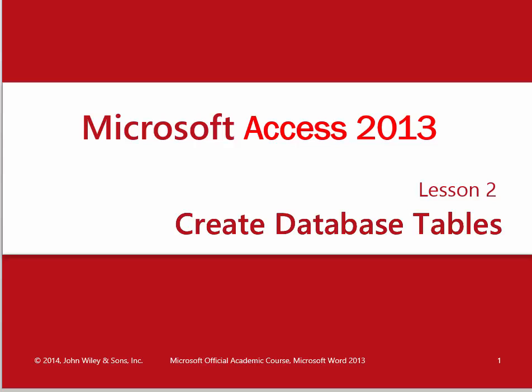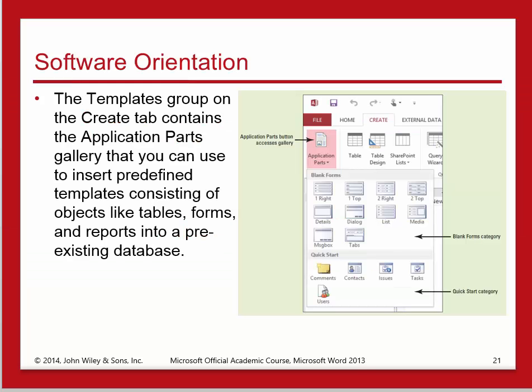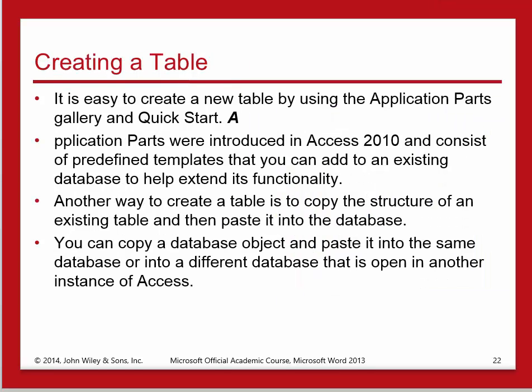In this lesson, we'll be learning about how to create database tables in Microsoft Access 2013. On your Create tab in Access, you will find the Templates group, and in this group is the Application Parts Gallery. And in that gallery, you will find predefined templates of different objects like tables and forms and reports. You can create a new table easily by using that Application Parts Gallery and Quick Start.